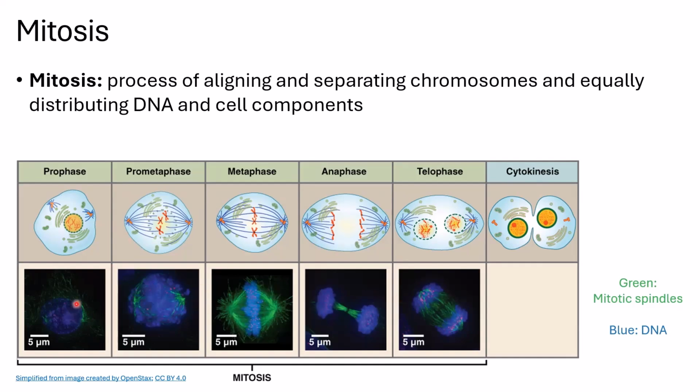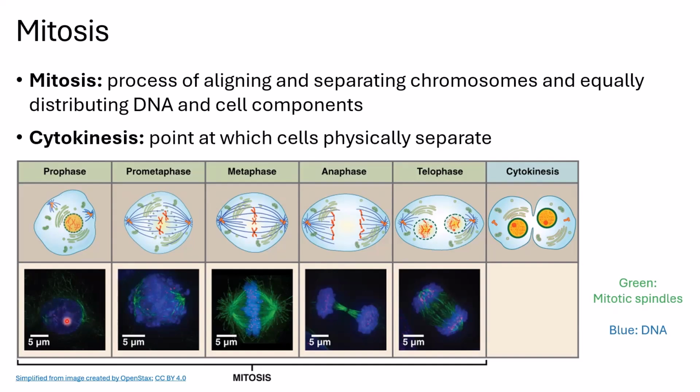The tubulin that was broken down from the cytoskeleton is used to form the mitotic spindles that are in green in the microscope images, and the DNA is in blue.